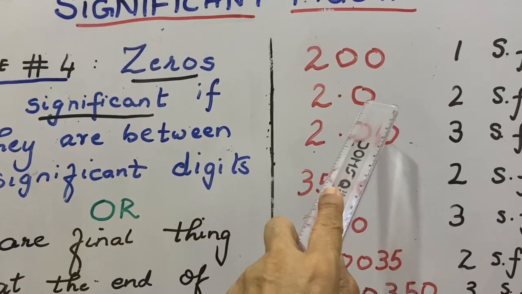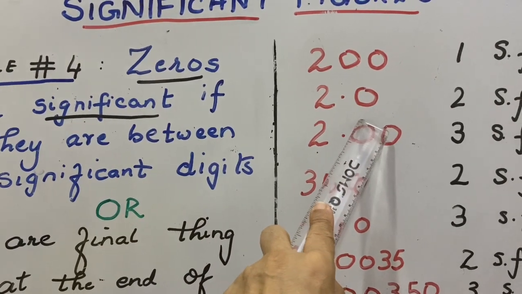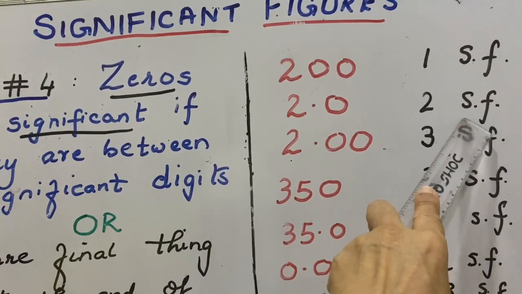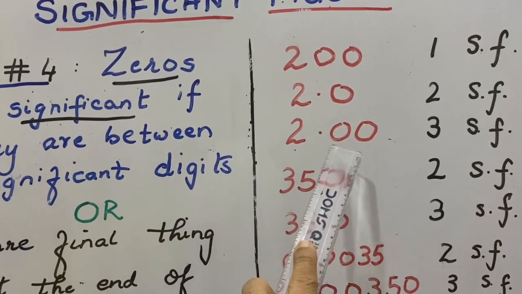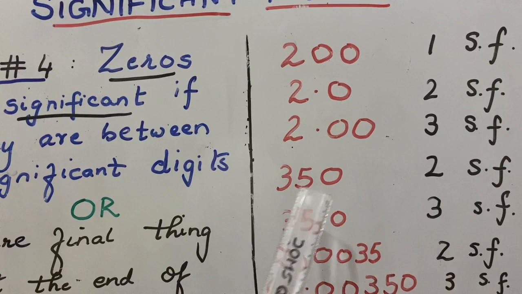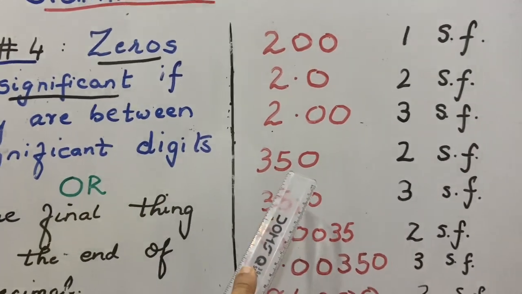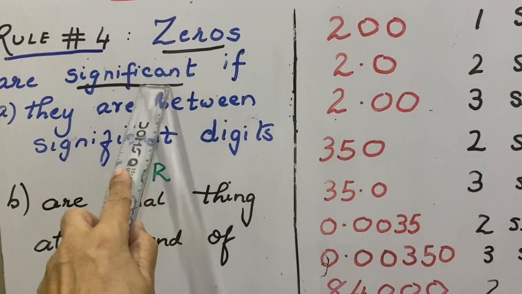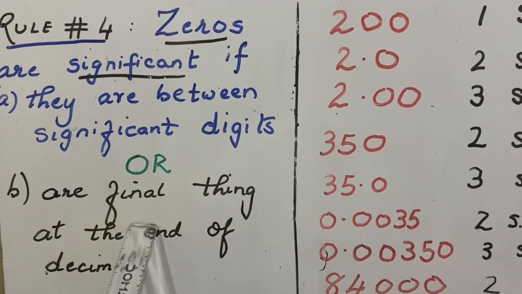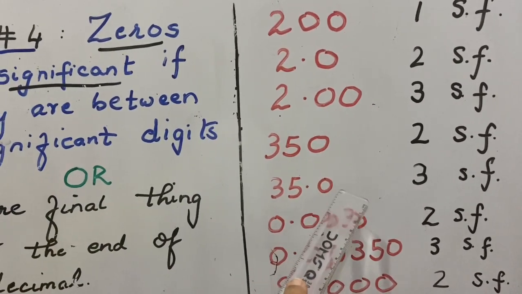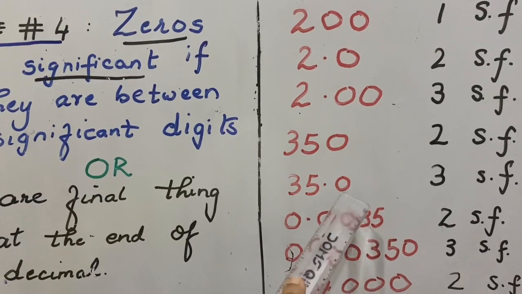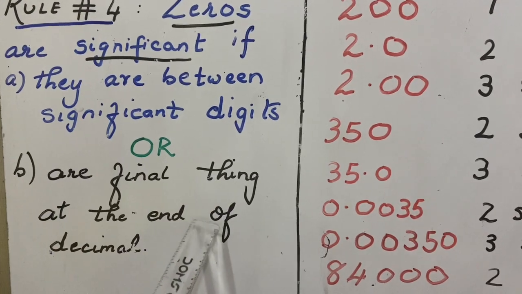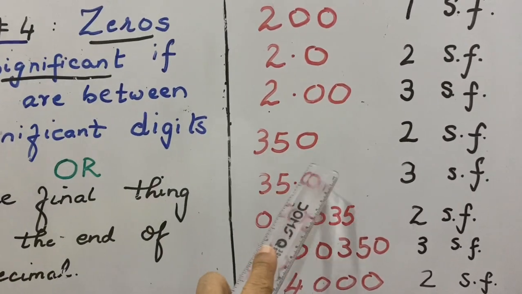2.0. This 0 is at the end of the decimal. So, this 0 will be significant. So, this will be two significant figures. 2.00, 3 SF. 350. We will say it is only 2 SF. Why? Because this 0 is not satisfying any of these two conditions. 35.0. This 0 is significant. Yes, so it's now 3 SF because it is the final thing at the end of the decimal. So 35.0 is 3 SF.